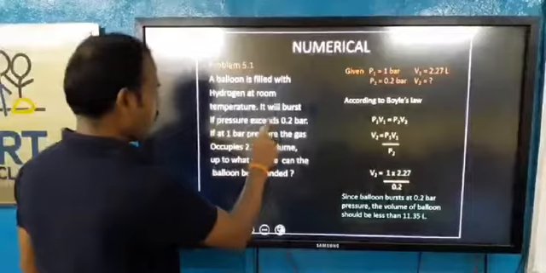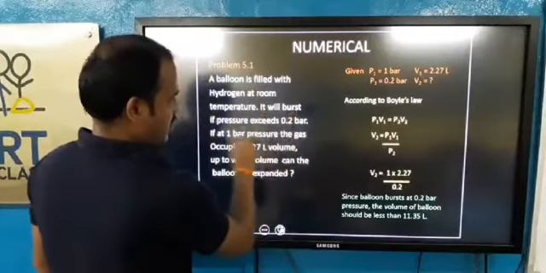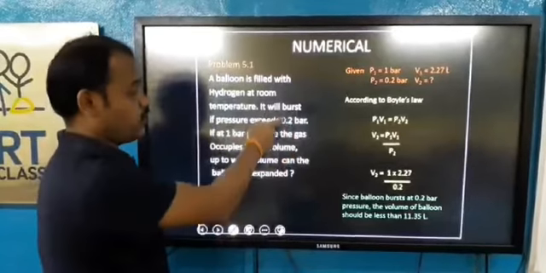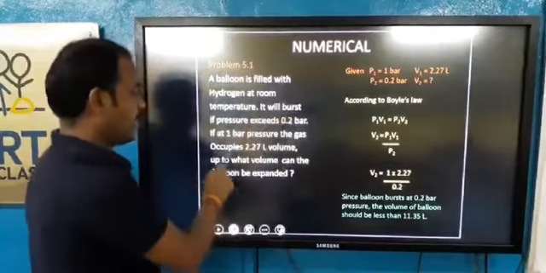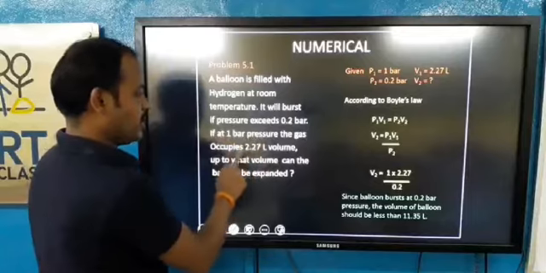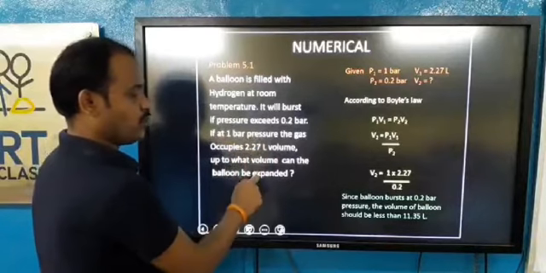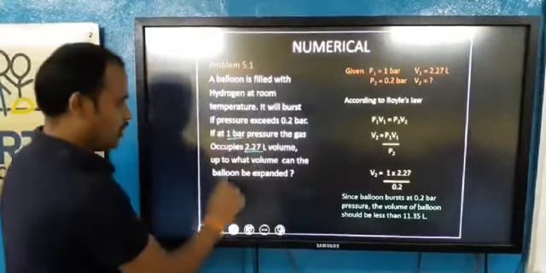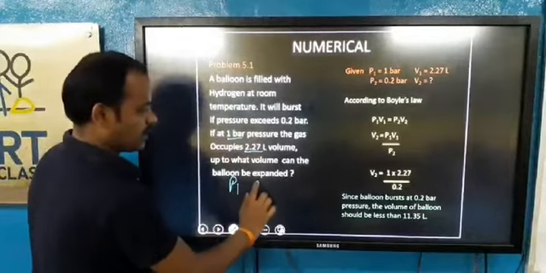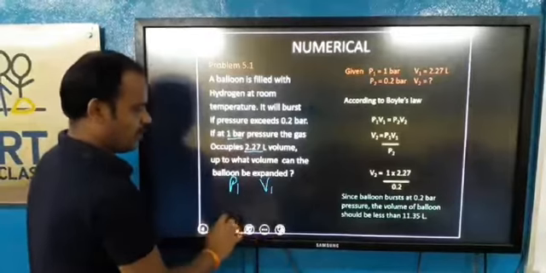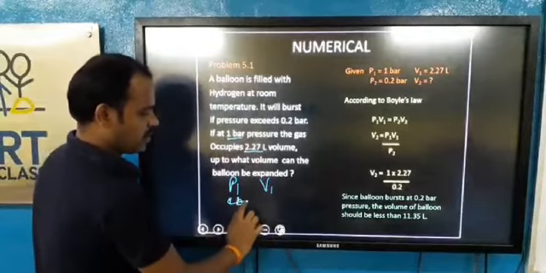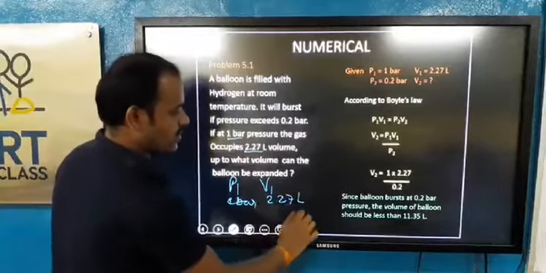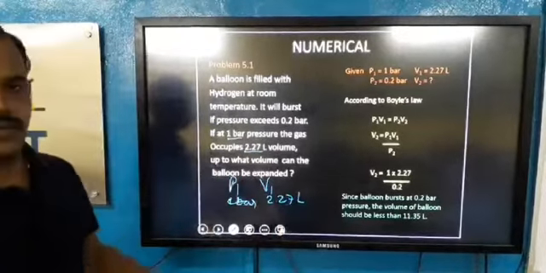Here, it will burst if pressure exceeds 0.2 bar, means pressure, you can't increase pressure. If at 1 bar pressure the gas occupies 2.27 liter volume, this is a pressure and this is a volume. So suppose this pressure is P1 and the volume is V1. So at P1 pressure, means pressure is 1 bar, volume is 2.27 liter. It's a P1 and V1.